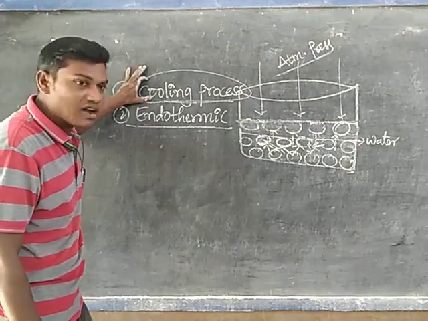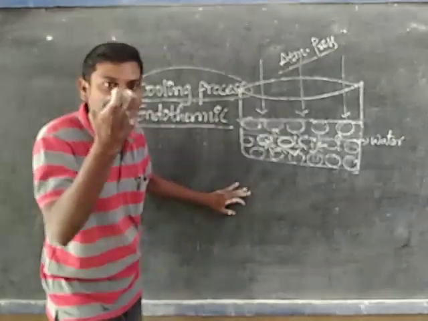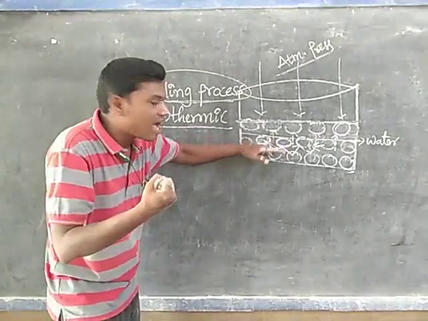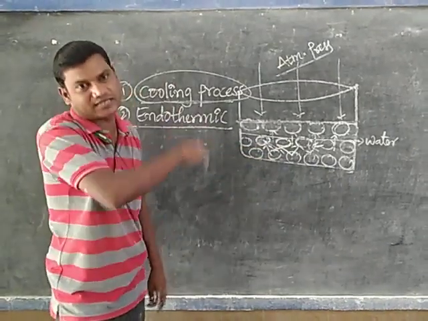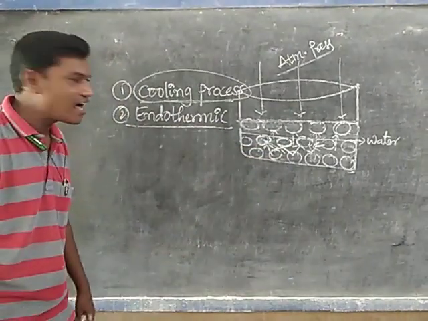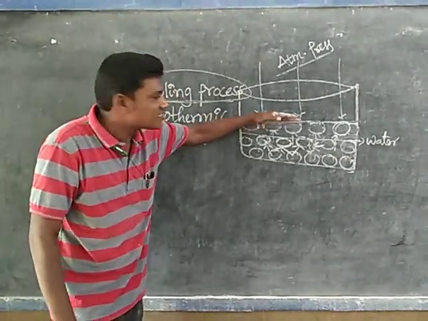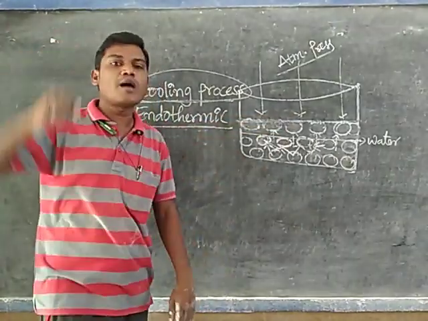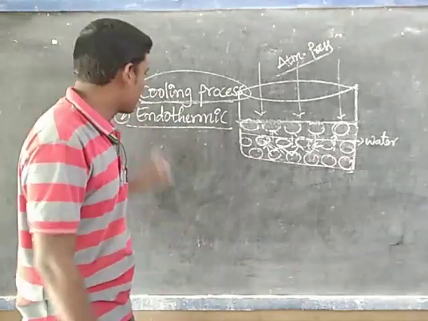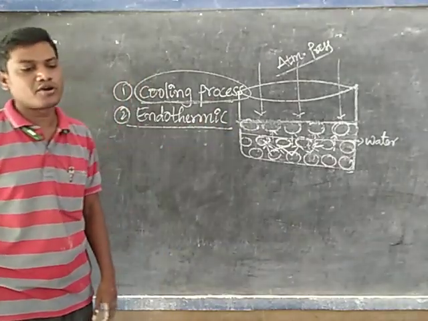By the cooling process concept, we can say that the temperature of the evaporated or vaporized liquid decreases by losing heat energy. And it is endothermic, meaning that during evaporation the surface molecules absorb some heat energy. That's why it is an endothermic process.